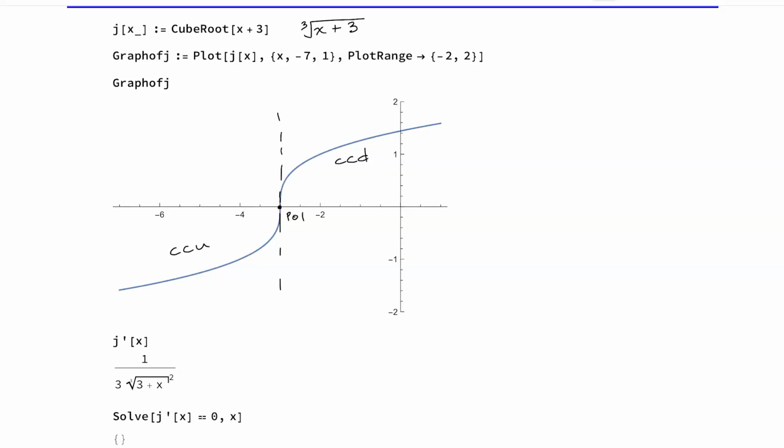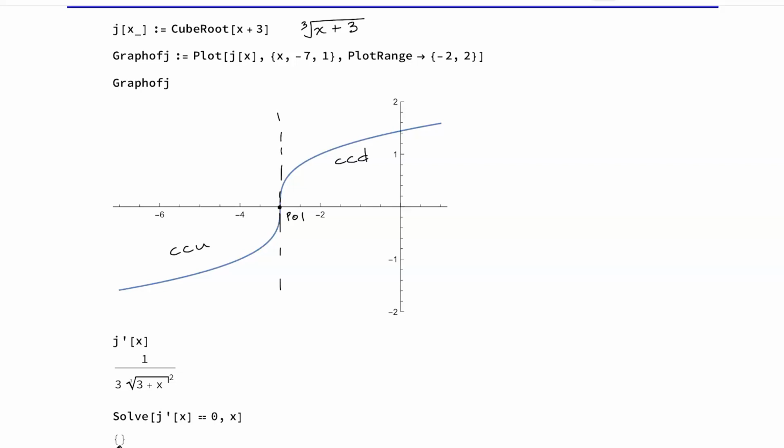It looks like it doesn't have any maxes or mins. It appears that it's concave up and then switches to concave down. So it seems like there's a point of inflection at x equal -3. That also looks like a place where the tangent line is vertical, so the derivative maybe is not defined. I'm looking at the function and trying to assess it visually first, and then I'm going to use Mathematica and my understanding of derivatives to confirm or deny those ideas.